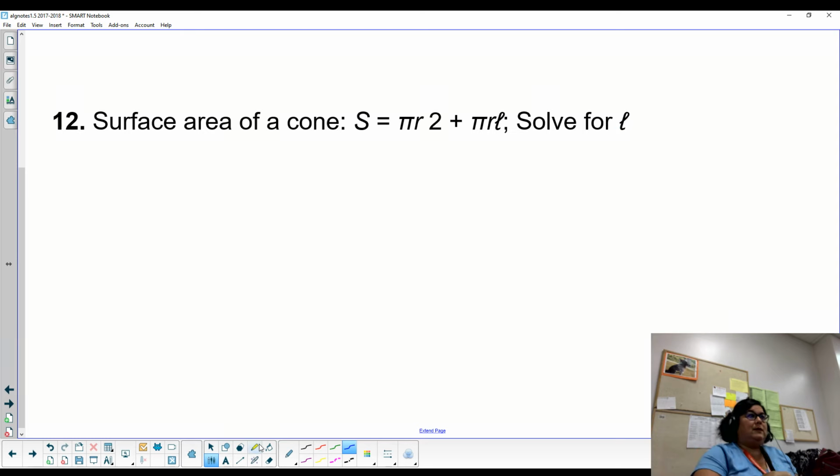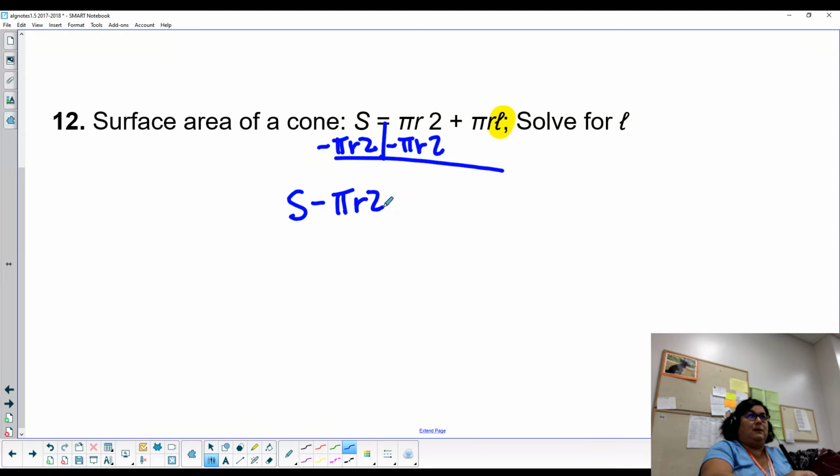The first thing I noticed is that there's only one L here, right here, so I'm not going to have to factor. Remember, I only have to factor when there are two of them on the same side. So this one's got to go to the other side, so minus pi r2 on both sides. So S minus pi r2 equals pi rl.